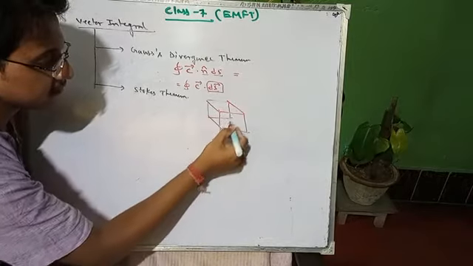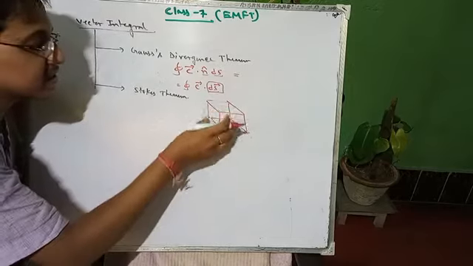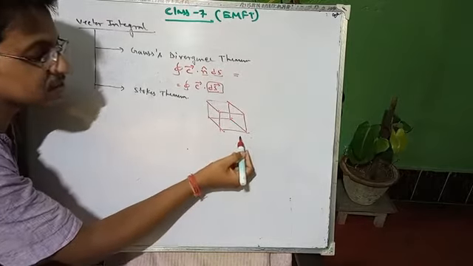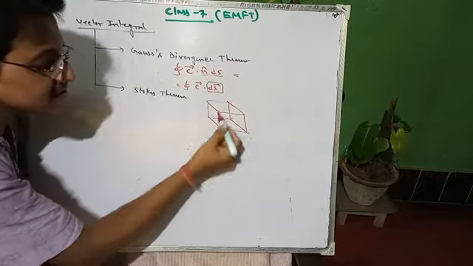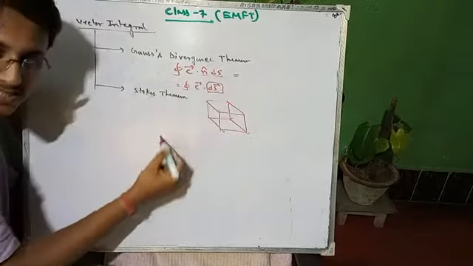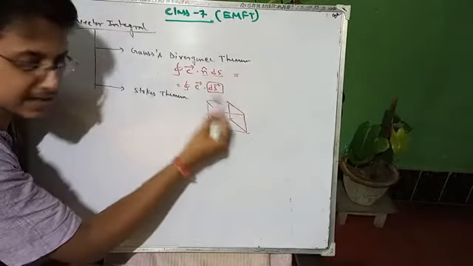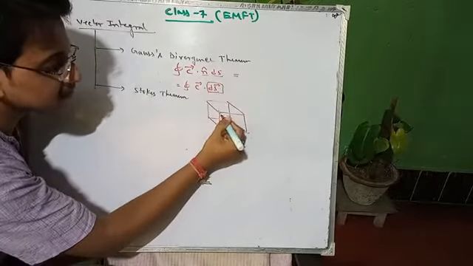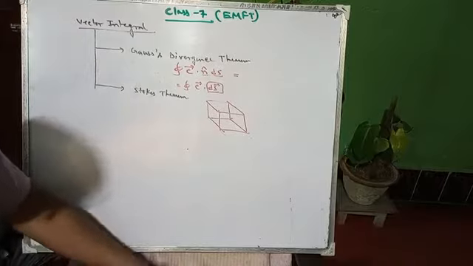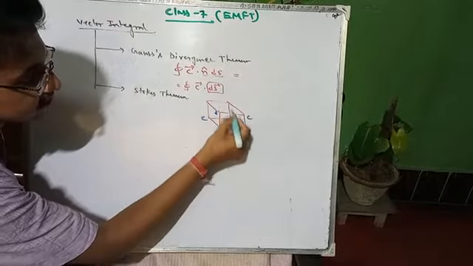Suppose we have a cubical box. It has 6 surfaces. If we do the closed surface integration, that means we are continuously adding these 6 surfaces simultaneously. Suppose this is a vector field, so the box has 6 sides. Suppose this front side is A, B, C, D, and the rear side is E, F, G, H.